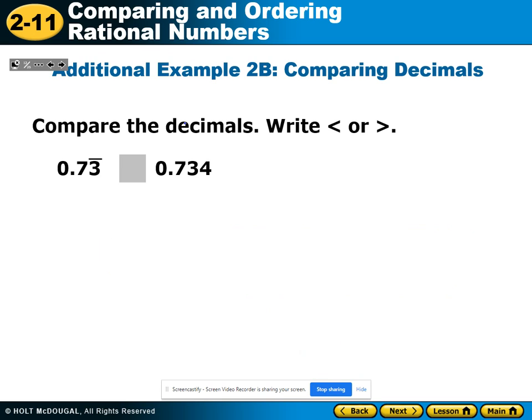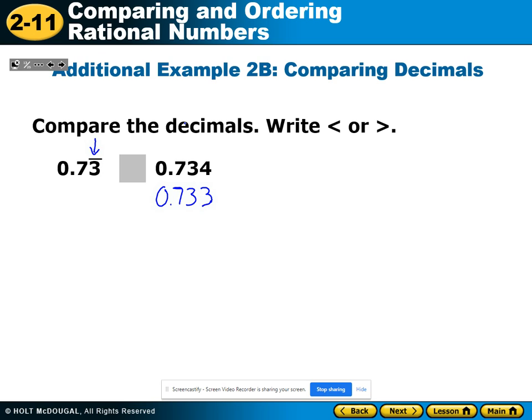Okay. Over here, 0.73. But notice the 3, that line over it means repeating. So 0.73. Now, normally we just put a placeholder here, a nice 0, and we compare. But we cannot do that this time because, oh yeah, this 3, that's repeating. So to fill in the spot, we have to put a 3 there.